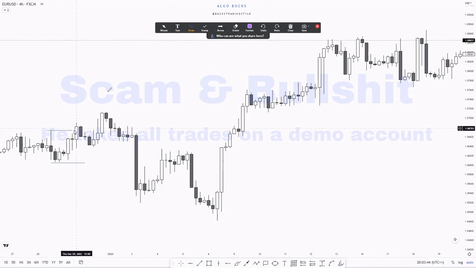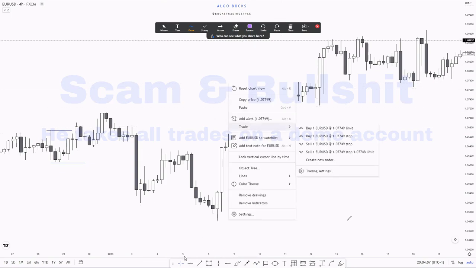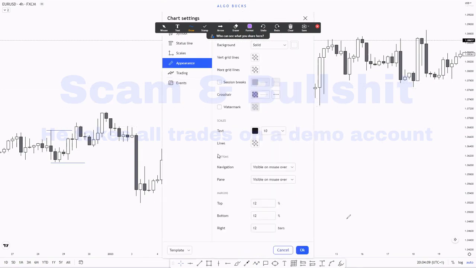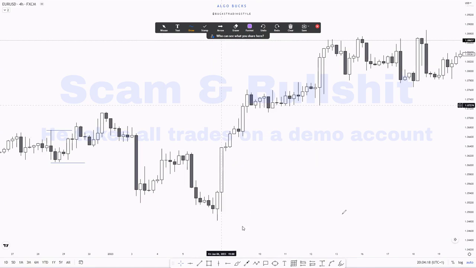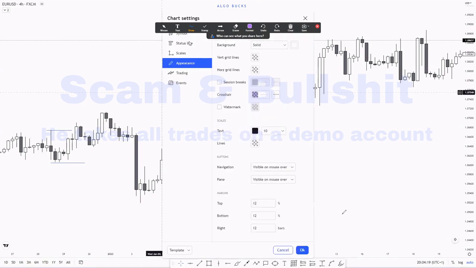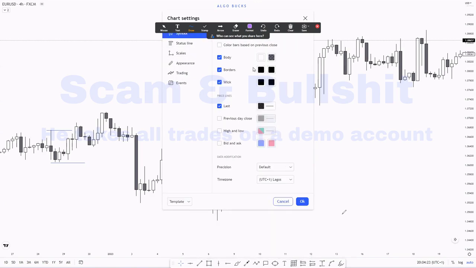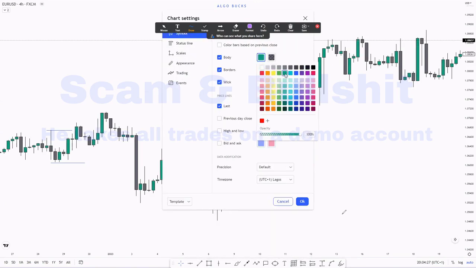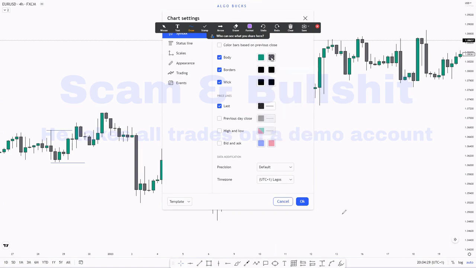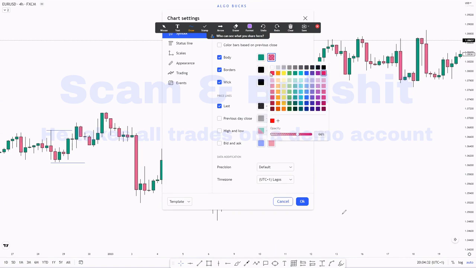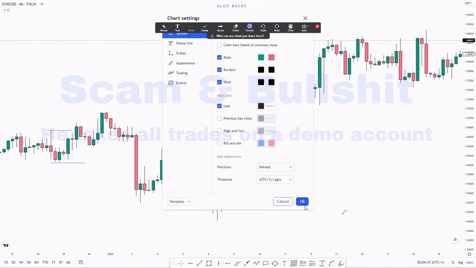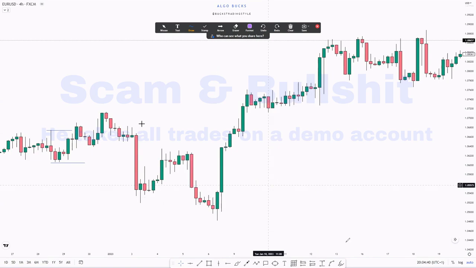Now, as price broke out of this range, let me save this template. So for bullish candles, we have green, right? For bearish candles, we have red. Is this okay for you? Yes. Okay, good. So green is bullish and red is bearish.